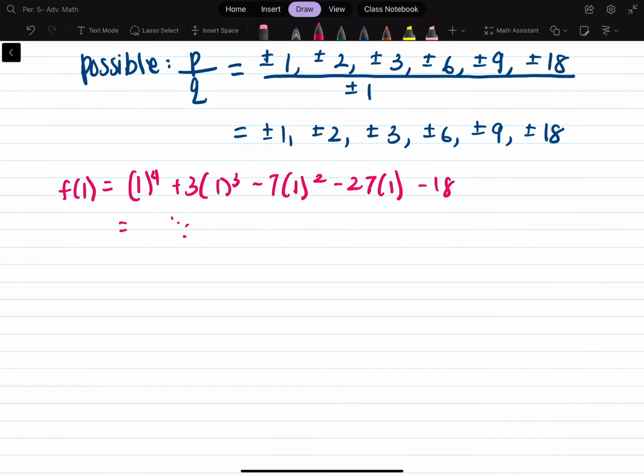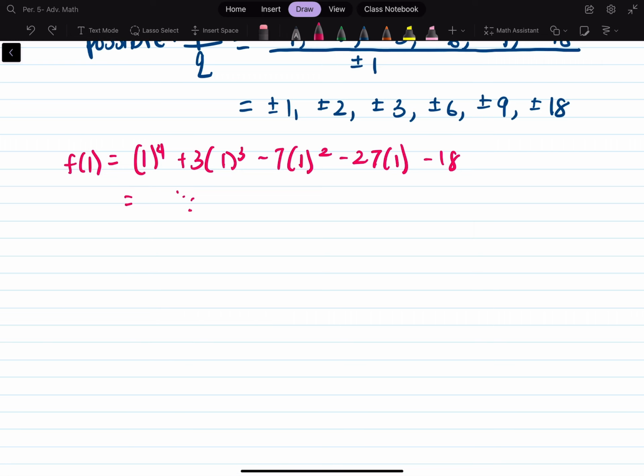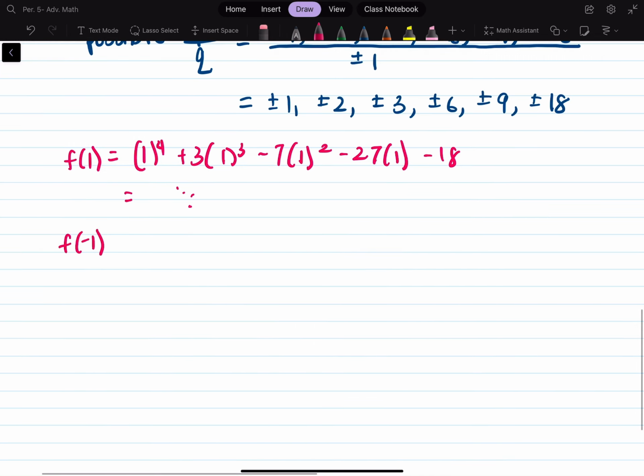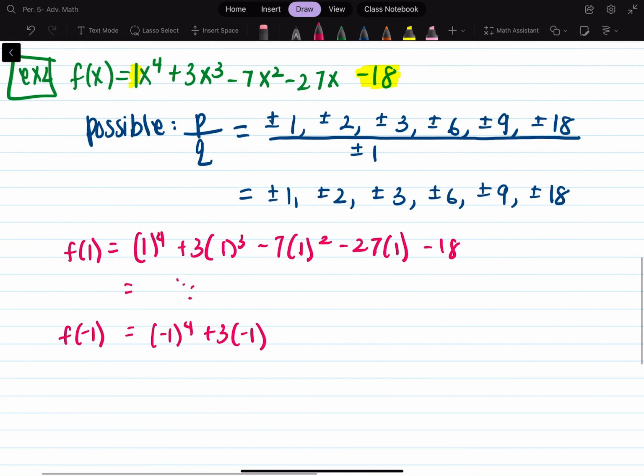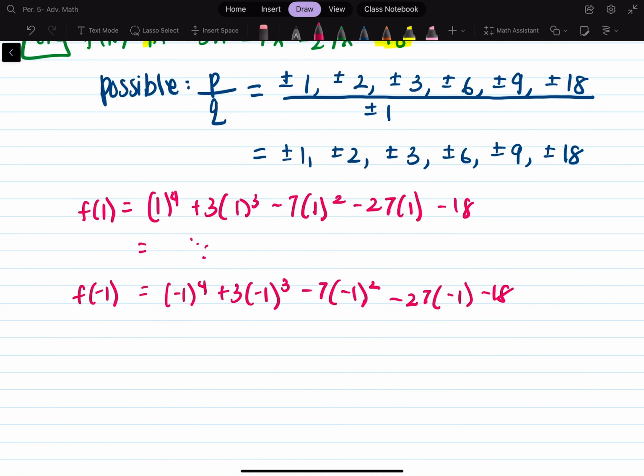The one that ends up working for this one, I hope you guys know how to solve this, so literally just type it onto your calculator or work it out by hand, is again -1. F of -1 is our winner here. You end up getting -1 to the 4th plus 3 times -1 cubed minus 7 times -1 squared minus 27 times -1 minus 18. Once you do the simplification, it gives you 0. So you know that x equals -1 is a factor of this polynomial.